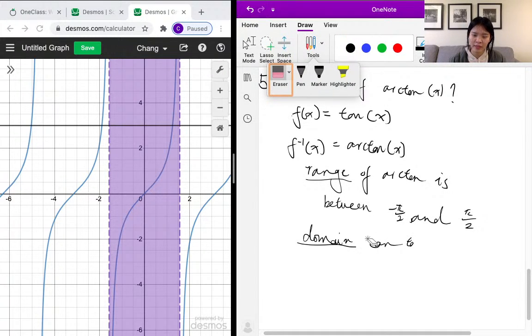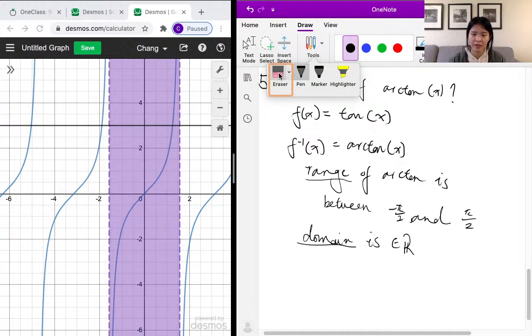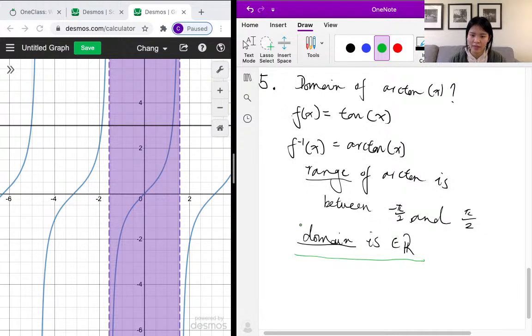Written in shorthand, we can say the domain is in R, which just means the domain can take on any value. Or you can say the domain is any real number. So this is how we find the domain of the arctangent of x. And if you're asked for the range, you know that it's between negative pi over 2 and pi over 2.